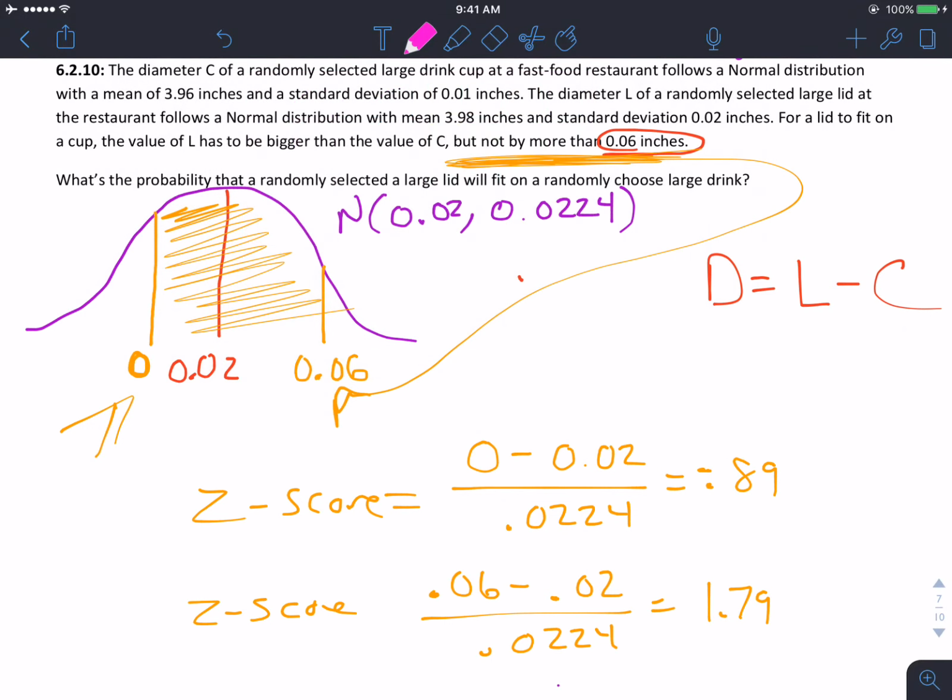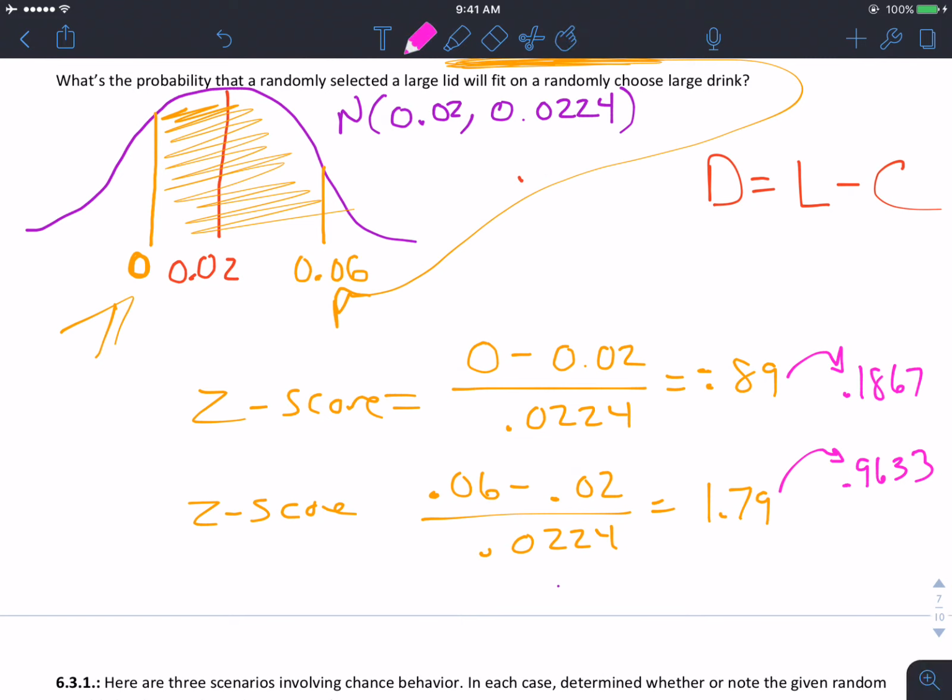Now what you have to do is turn those z-scores into a probability, and if you were to go ahead and do that, the 1.79 is a probability of 0.9633, and the probability of negative 0.89, and we want what's in between them. So we would go ahead and subtract them, and that answer is the probability that they are between them.